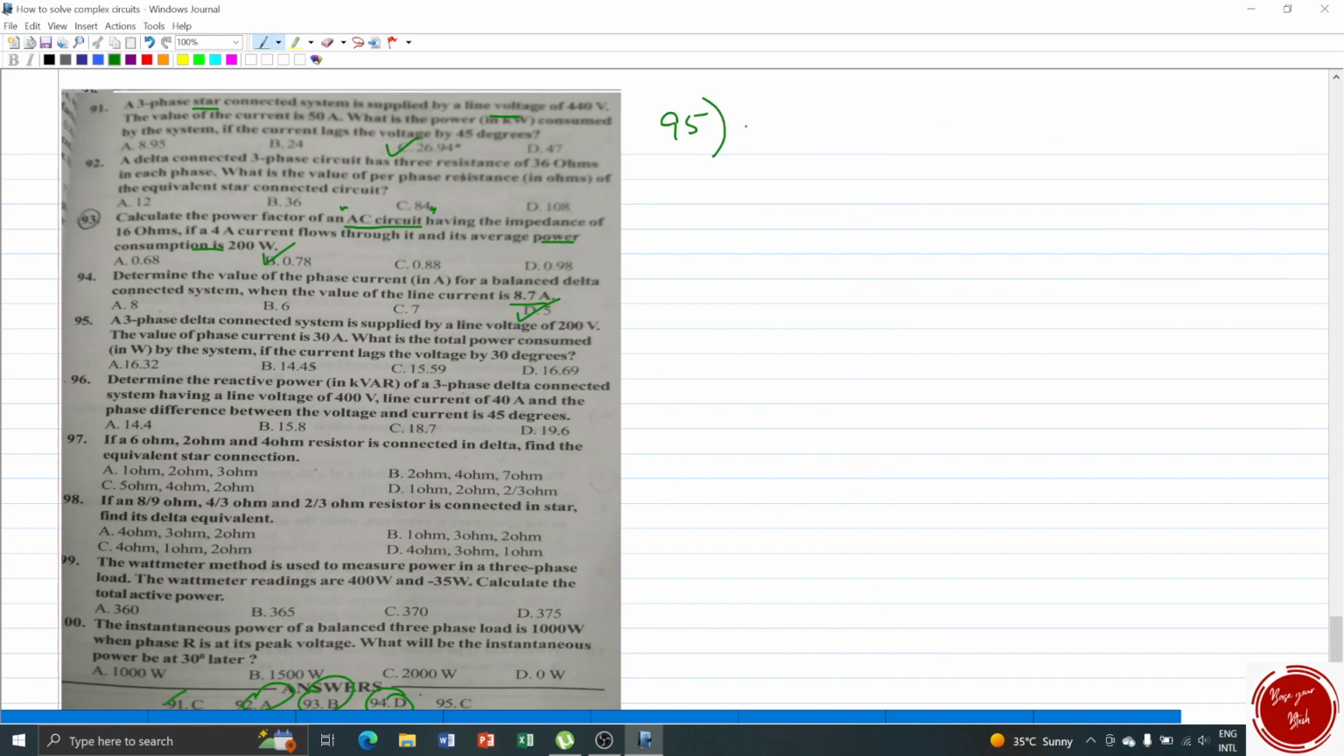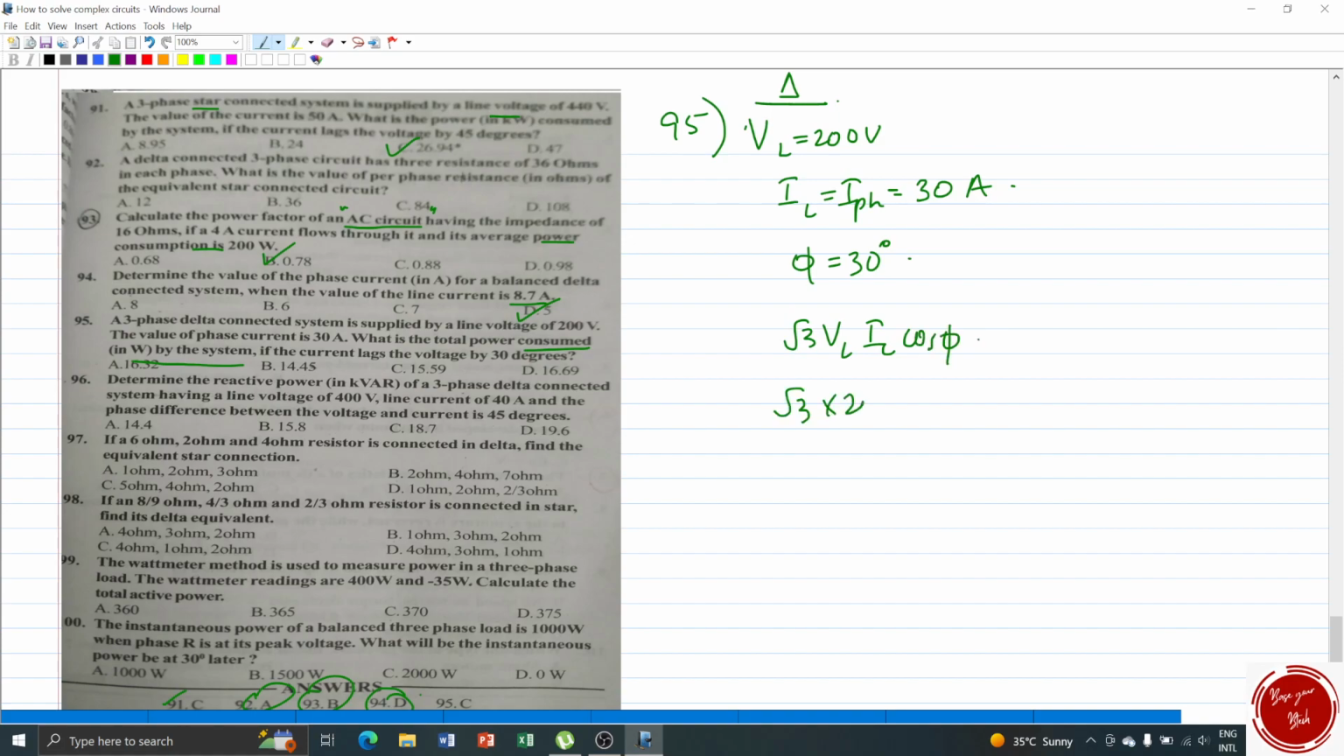Question 95. A three-phase delta connected system is supplied by a line voltage of 200 volt. The value of phase current IPH is 30 amps. What is the total power consumed by the system if the current lags the voltage by 30 degrees? So it is root 3 VL IL cos phi, which is root 3 into 200 into IL into cos 30, which is root 3 by 2.